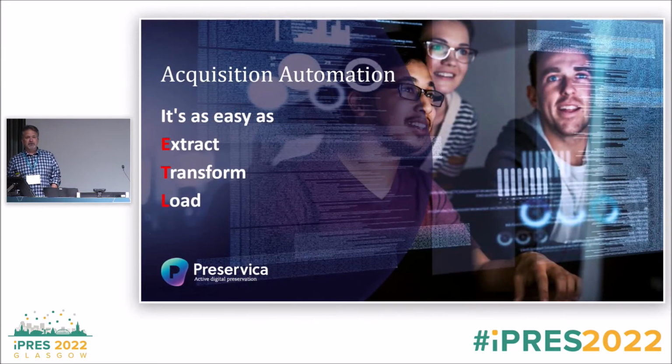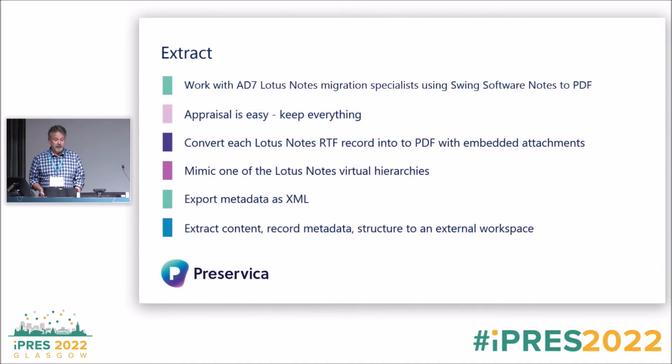Well, this is a different paradigm to the one I was just describing. It's extract, transform and load. The extract process is done by a specialist off-the-shelf software, Swing software, run by AD7, a specialist Lotus Notes migration company. The appraisal is keep everything. That was easy. And you convert each RTF record to PDF with embedded attachments. And that's not perfect, but that's as good as you can get. We mimic one of the Lotus Notes virtual hierarchies. We get all the metadata out as XML, and we've got everything.